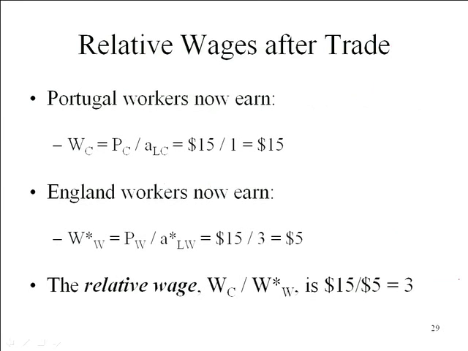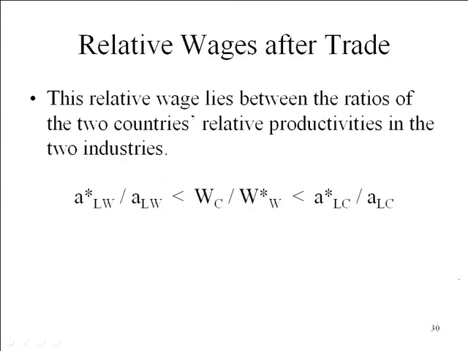What's interesting about those relative wages at 3 is that those relative wages lie between the relative productivities in the industries. Right? So what we saw is Portuguese cloth workers were 6 times more productive than English cloth workers, but Portuguese wine producers were only 2/3 more productive than English. So we've got this relative wage lying between the relative productivities in the two industries. Okay. So what does that mean?